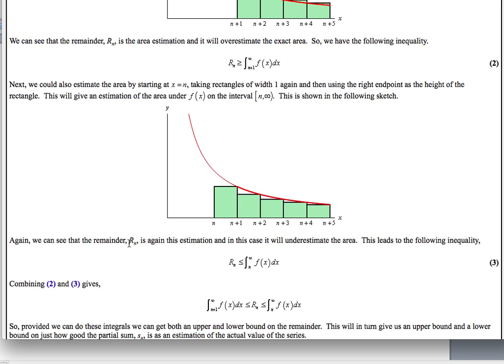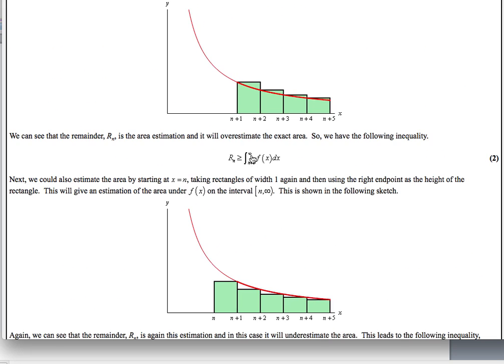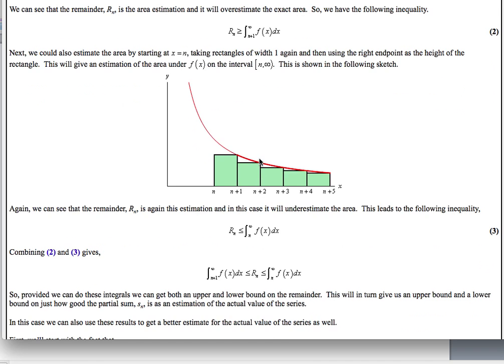We can see that the remainder is r sub n, and it is again this estimation, and in this case it will underestimate the area if we look at it like this. So this leads to the following inequality. If we look at the integral from n to infinity, then r sub n is going to be less than that, because of the underestimate here. It's going to be more than the integral from n plus 1 to infinity because of the overestimate here. So in other words, r sub n is trapped between those two values.